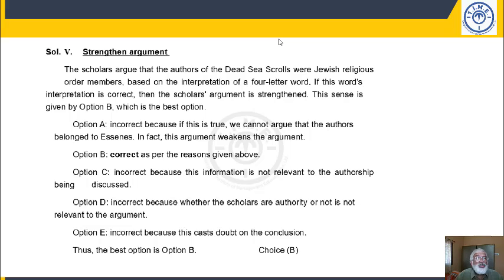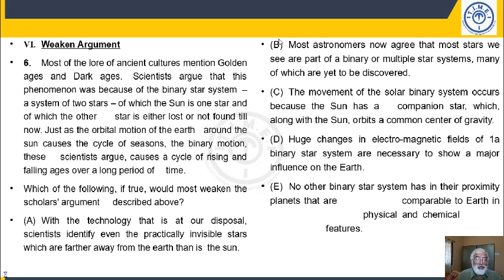C is incorrect because it's not relevant to the authorship, because authorship here is being determined by script, and that is true about D as well. And it's also true about E. So the only one that talks about script is B, and therefore B is the answer, which strengthens the argument by saying there is evidence to show that what you believe about the script is actually true. So that is strengthening an argument. Then we come down to weakening an argument.